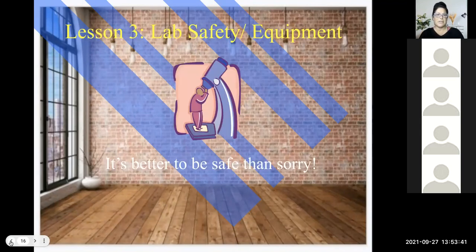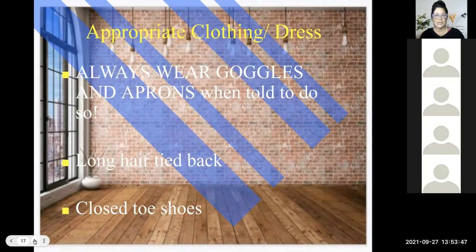All right, so lab safety and equipment. It's better to be safe than sorry. Always ask your teacher. That's always the answer, by the way. Always wear goggles and aprons. I'm told to do so. Make sure that long hair is tied back. Very, very important when you're working with things that are on fire, Bunsen burners, things like that. You don't want to dip it into a chemical.